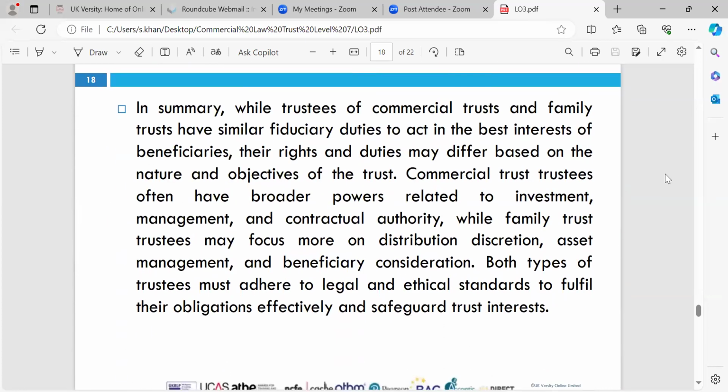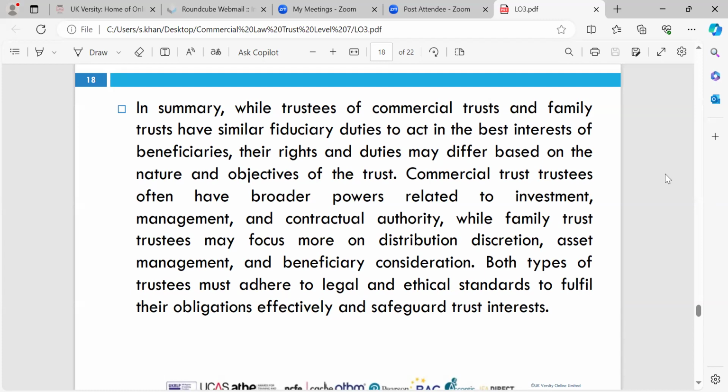In conclusion, in summary, while trustees of commercial trusts and family trusts have similar fiduciary duties to act in the best interests of beneficiaries, their rights and duties may differ based on the nature and objectives of the trust. Commercial trusts often have broader powers and contractual authority than family trusts, while family trusts have more focus on distribution, discretion, asset management and beneficiary consideration.